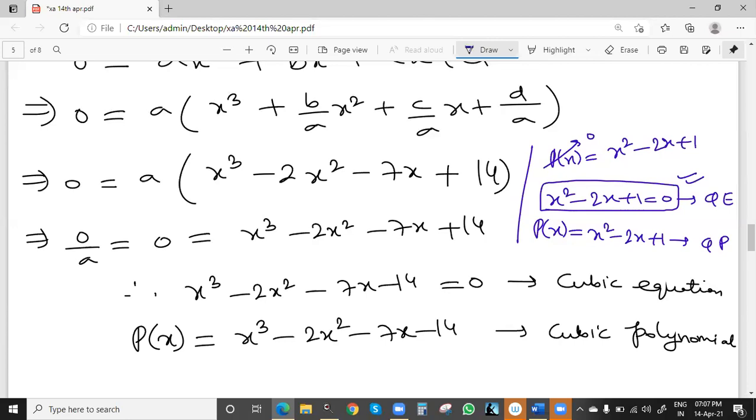Similarly, here we got this cubic equation because the right hand side is px, and we assumed px as 0 to get the zeros value. The zeros value were given, and based on them we put the values of b by a, c by a, and d by a, and then we got this cubic equation. So we can say reverse method. So finally the cubic polynomial, in place of 0 we'll put px equal to x cube minus 2x square minus 7x minus 14.